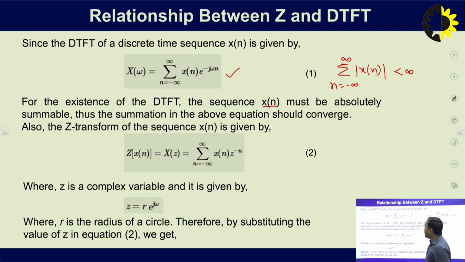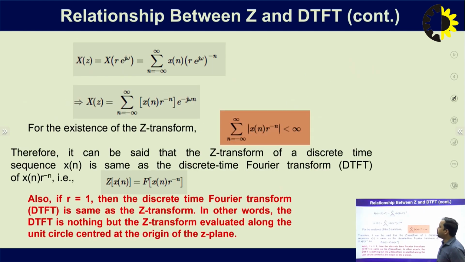If we have the Z transform equation as X of z, we substitute z equals r e raised to power j omega, where r denotes the radius of a circle. Later on we'll see this in the case of ROC. If we put z equals r e raised to power j omega in, let's say, equation number 2, then on the left we have X of r e raised to power j omega, equal to summation x[n] times r e raised to power j omega, whole raised to power minus n. Now we just open this and we have the final equation for X of z.